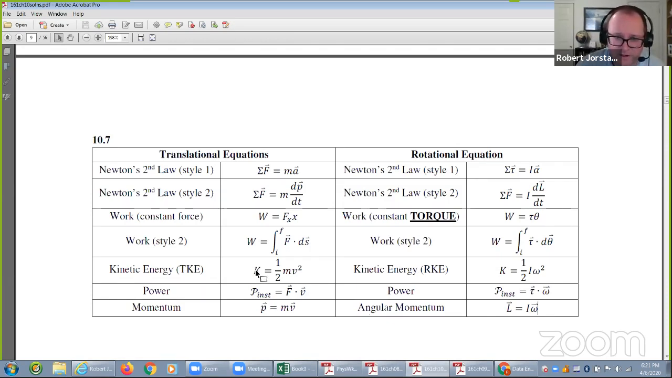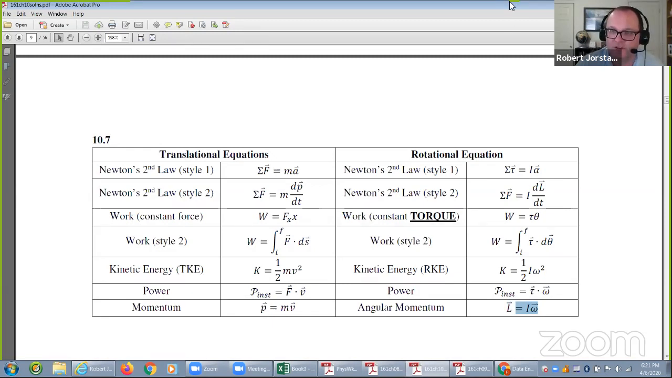This is one worth noting, I guess. Kinetic energy. This is called translational kinetic energy. So the T here stands for translational kinetic energy. And this kinetic energy rotational, or RKE, notice it's some sort of rotational mass and rotational speed. All right. So this one ends up being used a lot, and so does this one and this one.